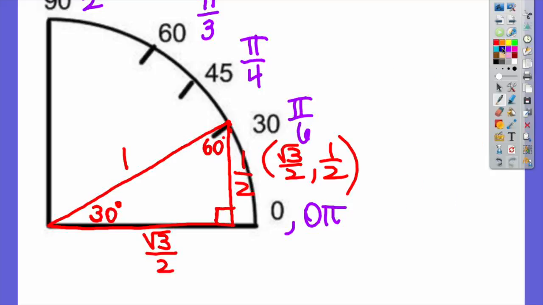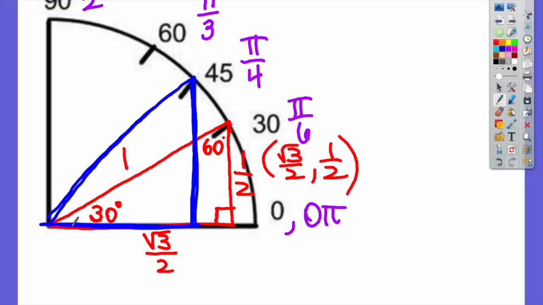All right, let's do 45. I need to figure out the same thing. What is that ordered pair? But the beauty about 45 is that if this is 45 and this is 90, what's this angle up here? 45. So this is what type of triangle? Yeah, isosceles.